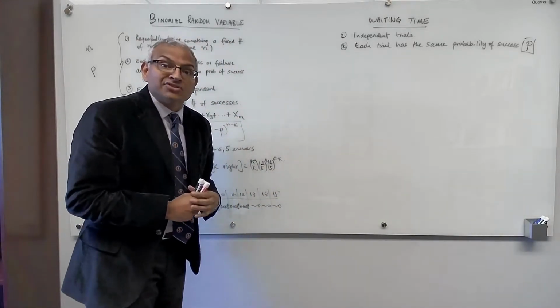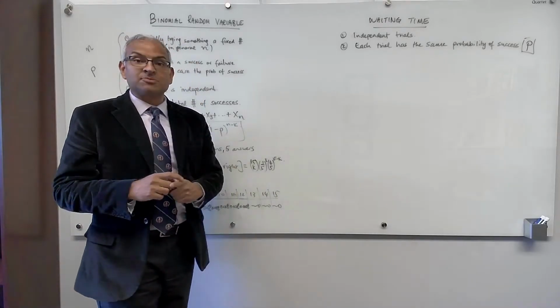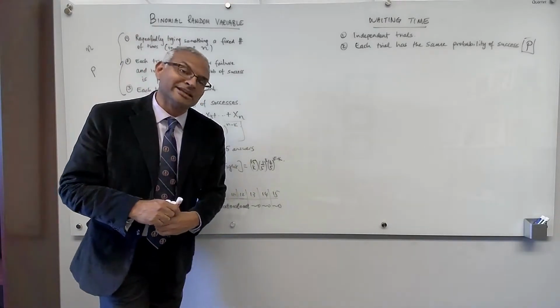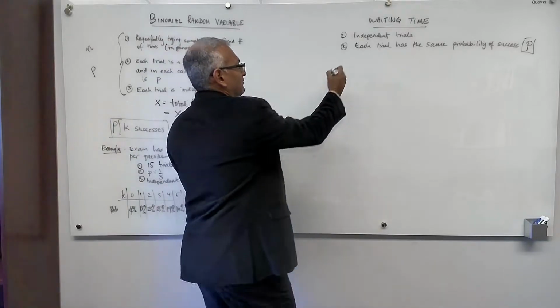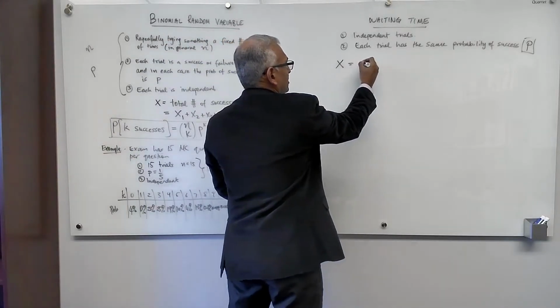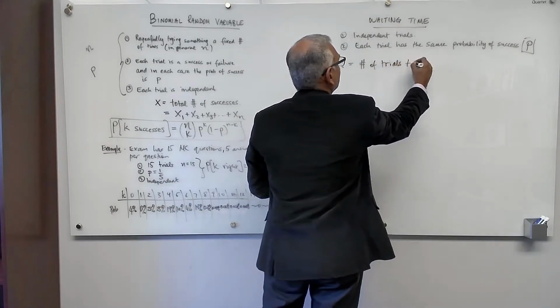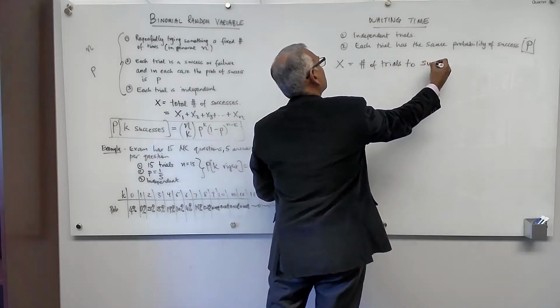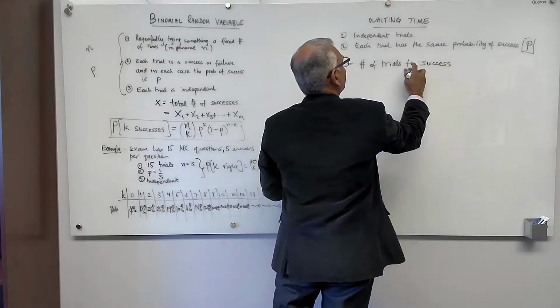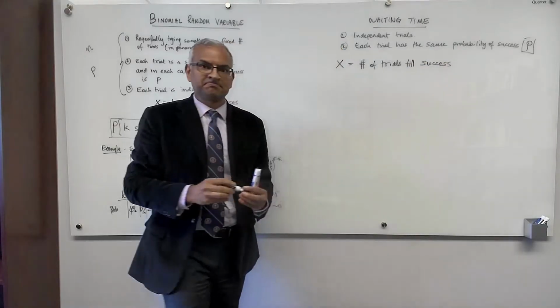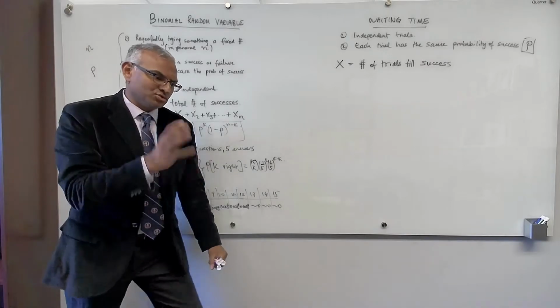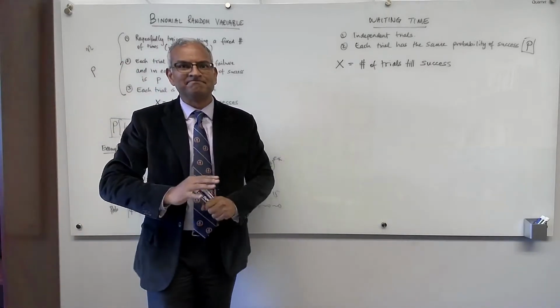Now what are we interested in? What's the measurement we're going to make for this experiment? The measurement we're going to make is how many trials did you make? So the random variable we're interested in is the number of trials till success. How many trials did you make until you succeeded?